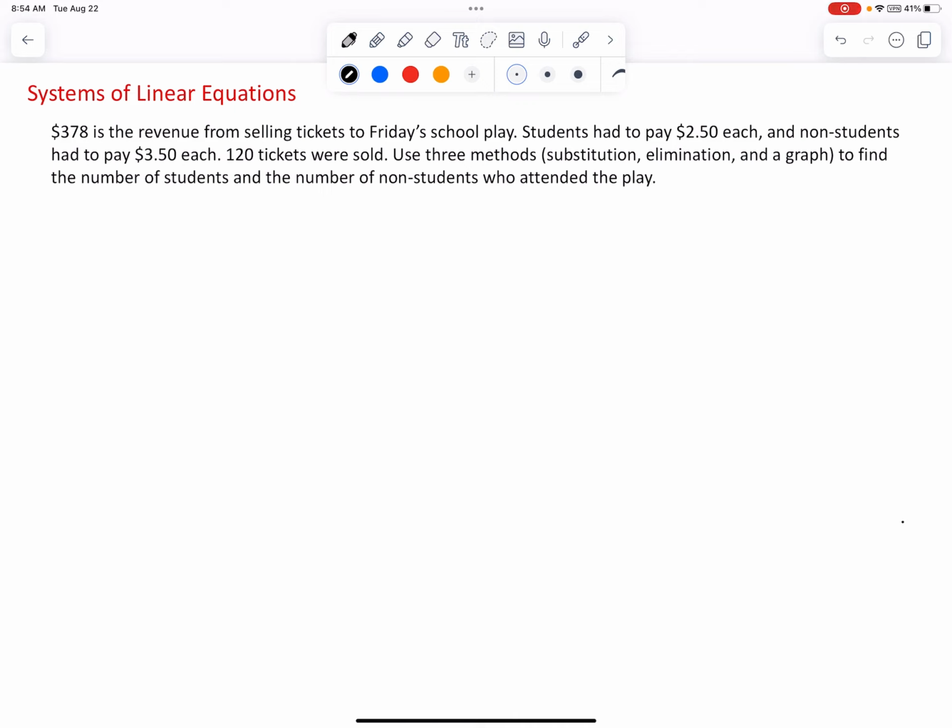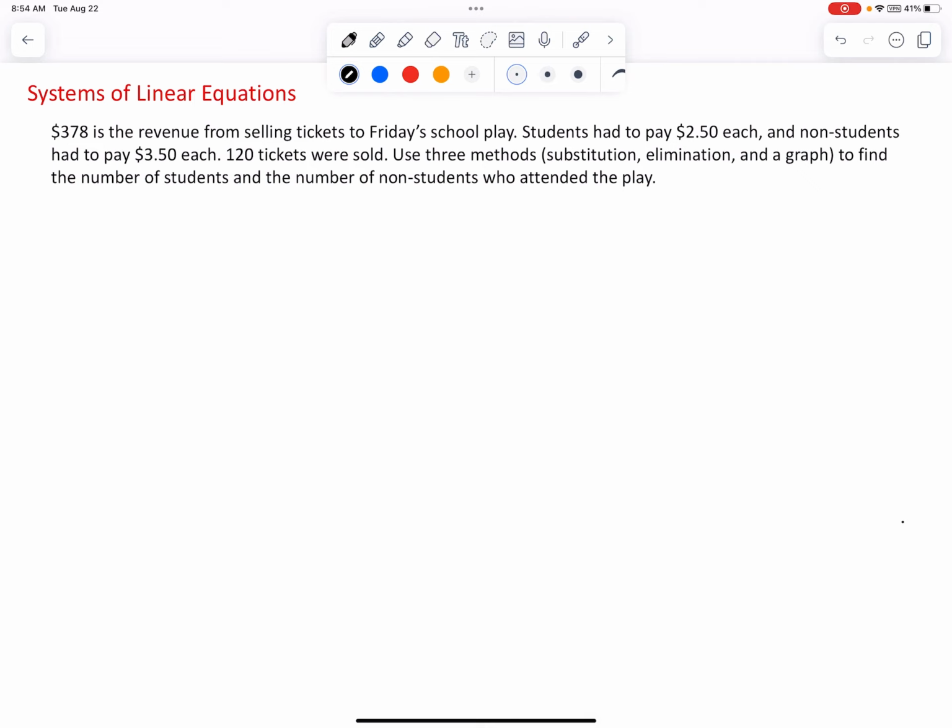Suppose $378 is the revenue from selling tickets to Friday's school play. Students had to pay $2.50 each, and non-students had to pay $3.50 each. 120 tickets were sold. Use three methods, substitution, elimination, and a graph to find the number of students and the number of non-students who attended the play.